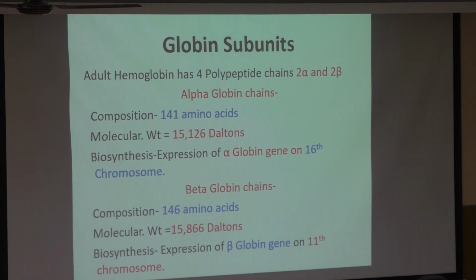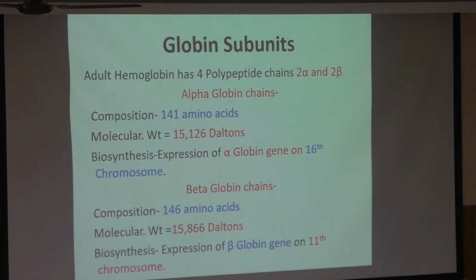Okay. Now why is it important? Because if there is a mutation, there will be a problem. So you have to understand. The second is the beta chain, which contains 146 amino acids. This is the molecular weight. It is present on the 11th chromosome.